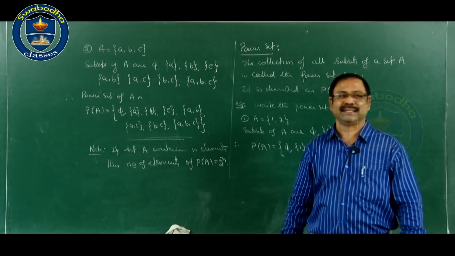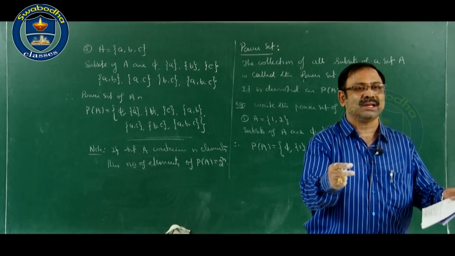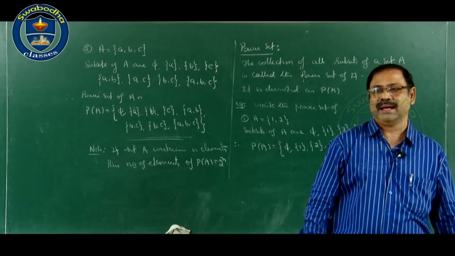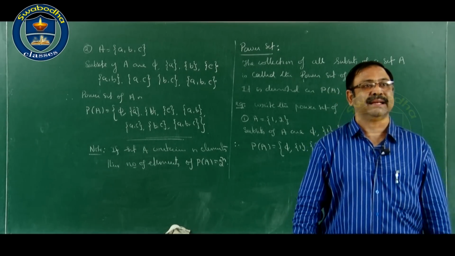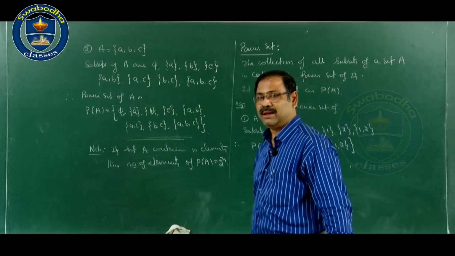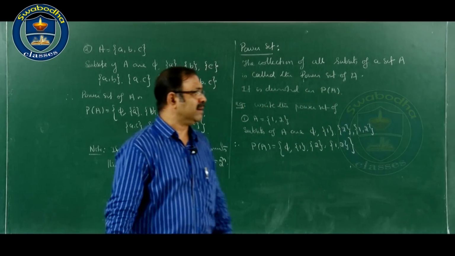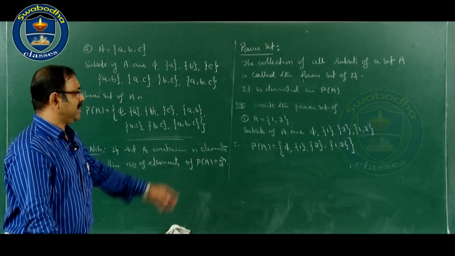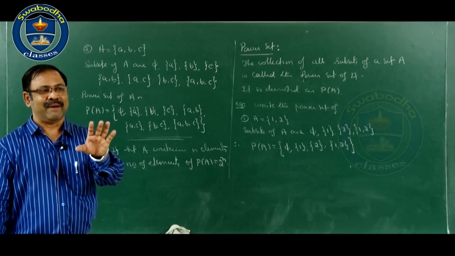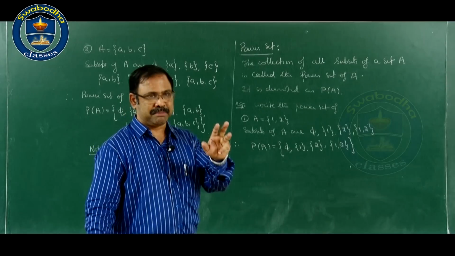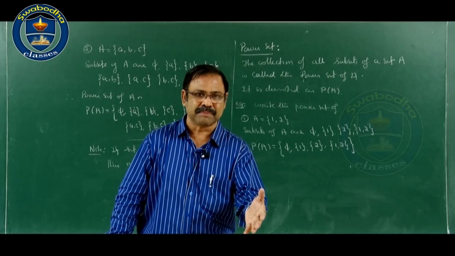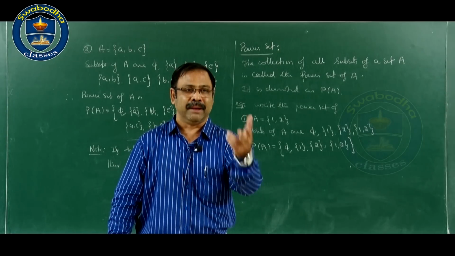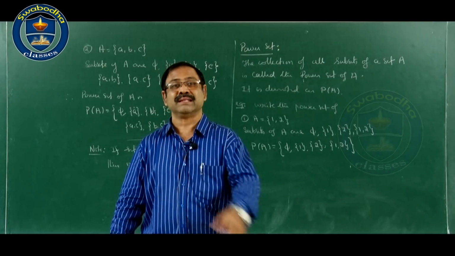Next comes the power set. What is a power set? The collection of all subsets of the given set is called the power set. So if A contains n elements, then what is the number of elements of P of A? It is 2 to the power n. So you have to understand this subset, the power set, the method of writing subsets, the method of writing the power set of a given set, the number of elements of a subset, and the number of elements in the power set.